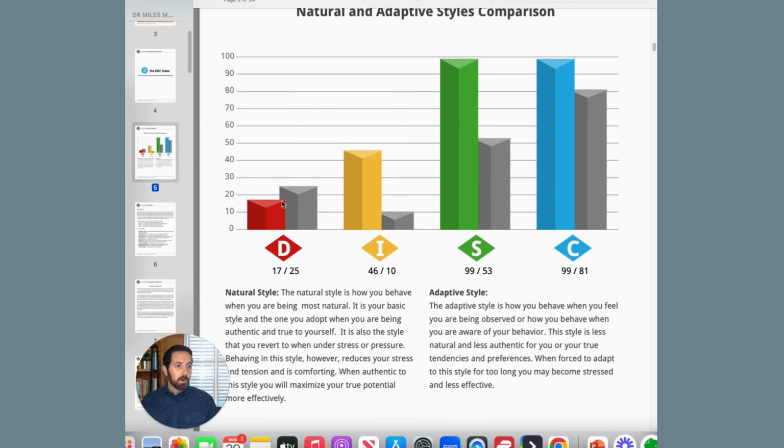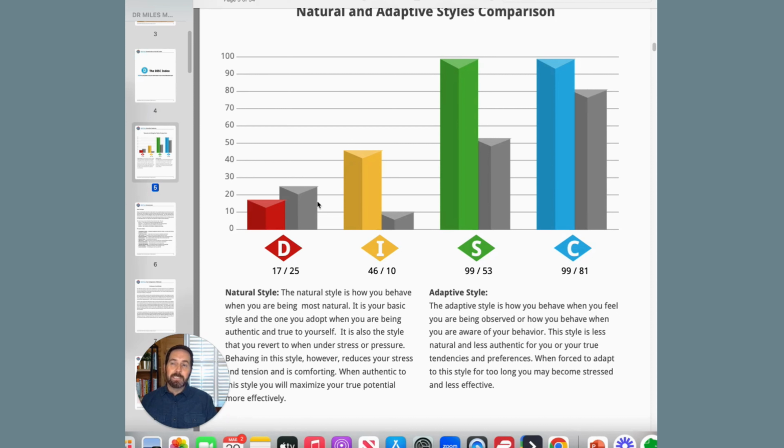So this colored bar that you see, let's take the D for example. This person is a 17D. This is their natural style. So this is how they behave when they're the most comfortable. This is their natural behavioral style. The gray bar, which is a 25 for them, means they adapt just a tiny bit, not a lot. That's how you behave when you feel like you're being observed. So when you know somebody might be looking at you.